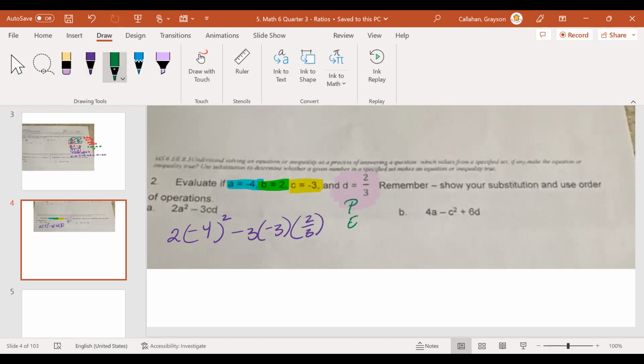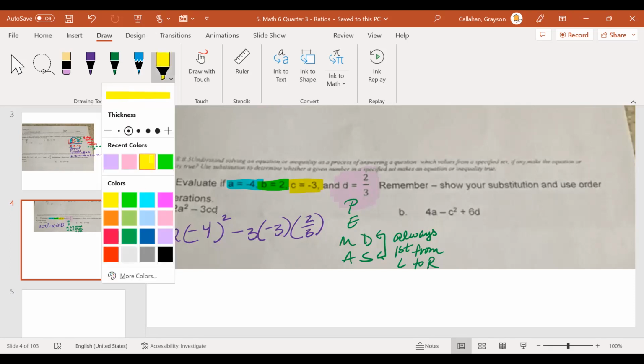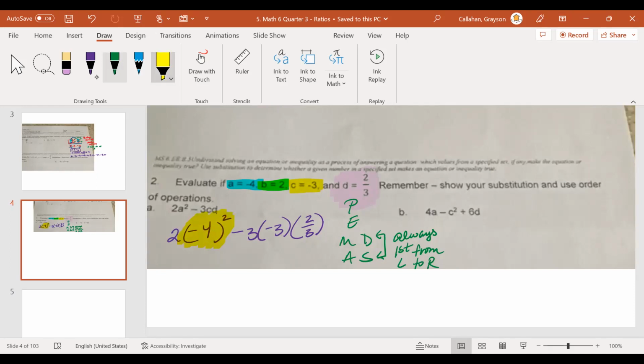You remember PEMDAS? P, E. M and D are on the same level. A and S are on the same level. With these ones, remember it's always first from left to right. Do you remember that? Okay. So you don't have anything with a parenthesis really, because there's nothing inside the parenthesis, right? So then you're going to focus on the exponent. Okay, what's negative 4 squared?